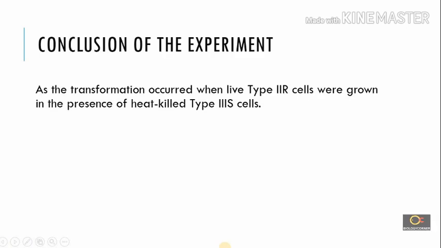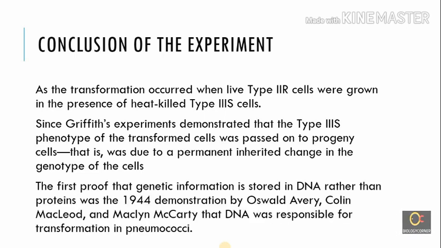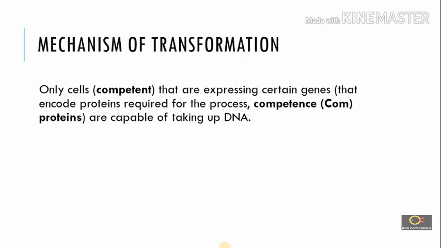So from this experiment you can conclude that transformation occurred when live type 2R cells were grown in the presence of heat-killed type 3S cells. Griffith's experiment demonstrated that the type 3S phenotype of the transformed cells was not only created but also passed on to the progeny. That was due to a permanent inherited change in the genotype of the cells. So when these cells replicated, their transformed genome was inherited by the next progeny. Live type 3S bacteria, for this reason, were recovered from the dead body of the ill mouse.